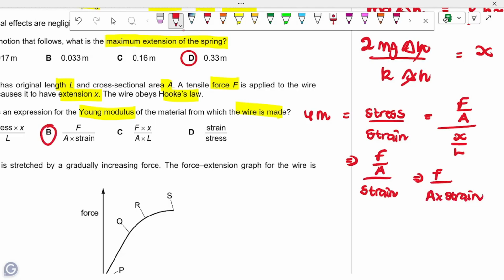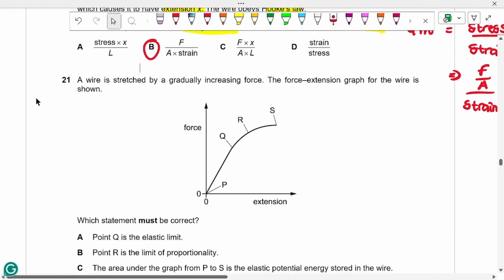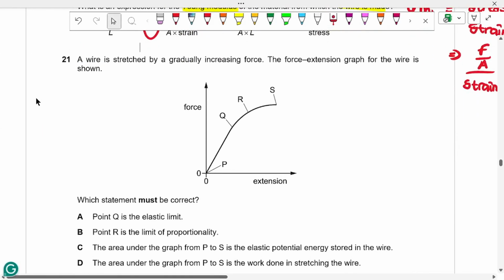You don't need to look for C and D. You've got the correct answer. But just by rearranging this equation, having strain in the denominator, we've obtained the equation for Young modulus in terms of strain. Question 21.